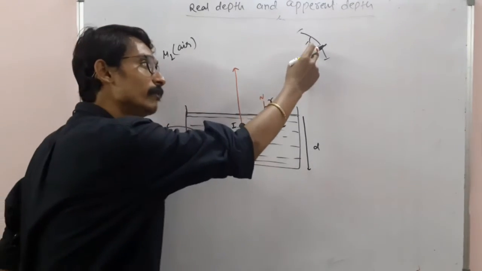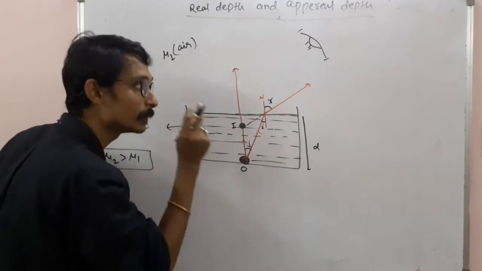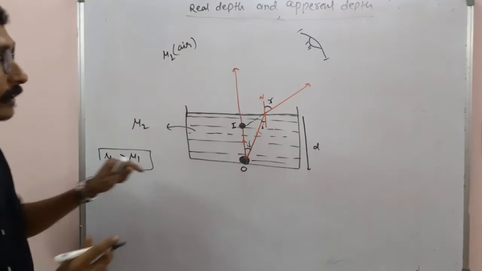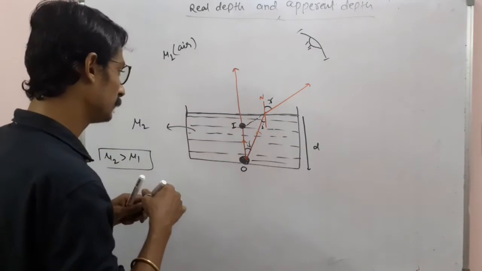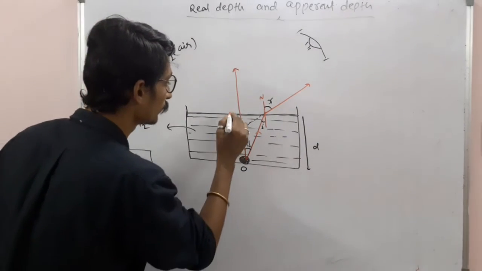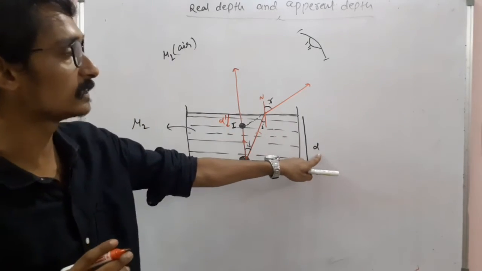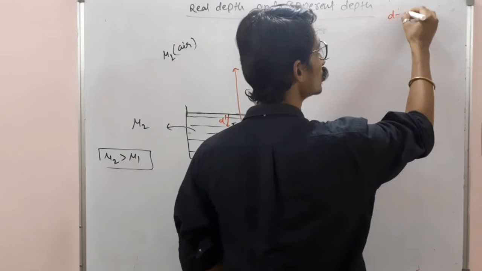An observer will not see this object, but what will he see? The observer will see this image and the depth. If we take the depth, at what depth is this? Suppose from the surface this is at depth small d dash, because capital D I am considering as the actual depth.